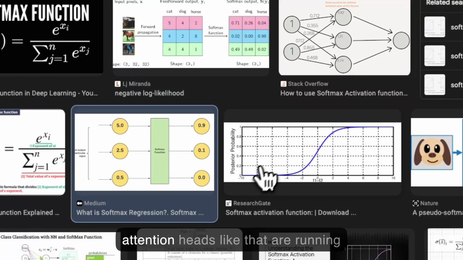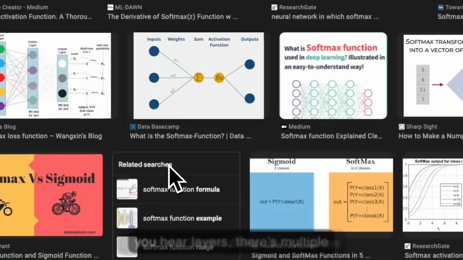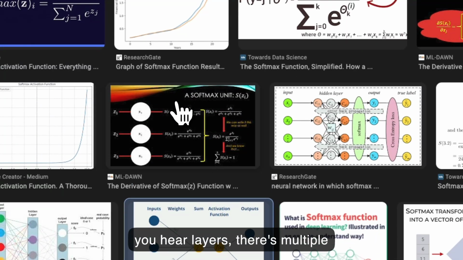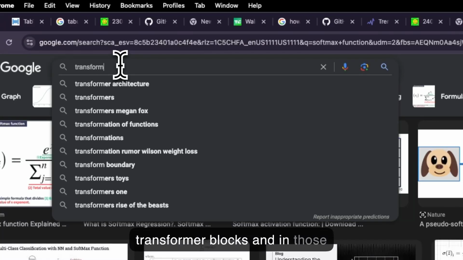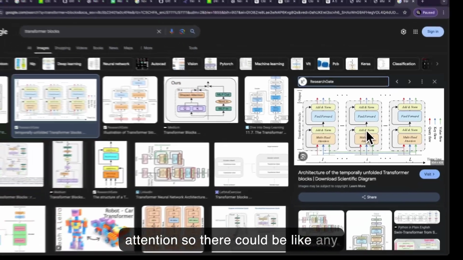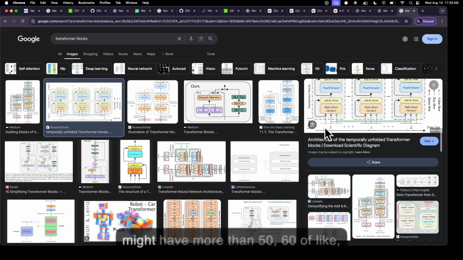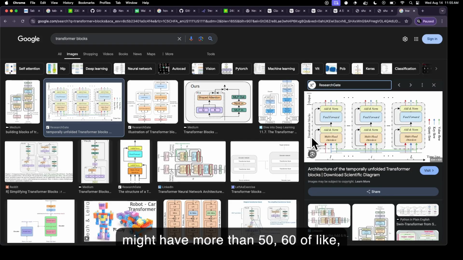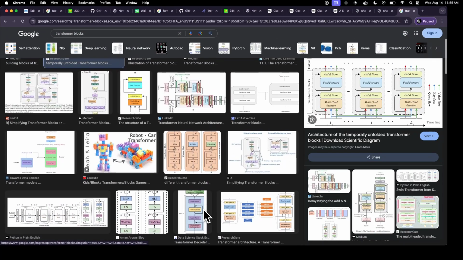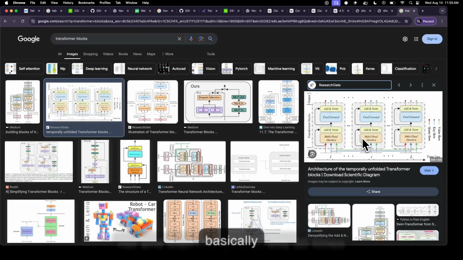How many attention heads are running in a normal LLM? That depends how many layers there are. When you hear layers, there's multiple transformer blocks, and in those transformer blocks there is the attention. There could be like 50 blocks. GPT-4 might have more than 50, 60 attentions. But it goes in a loop: attention, add norm (addition, normalization), feed forward, which is another neural net. And you do this 50 times basically.